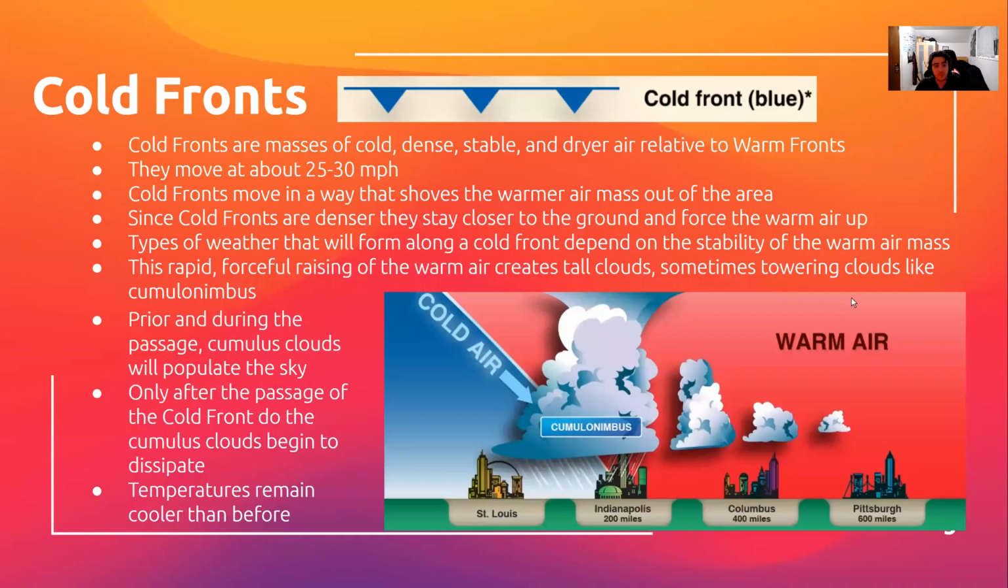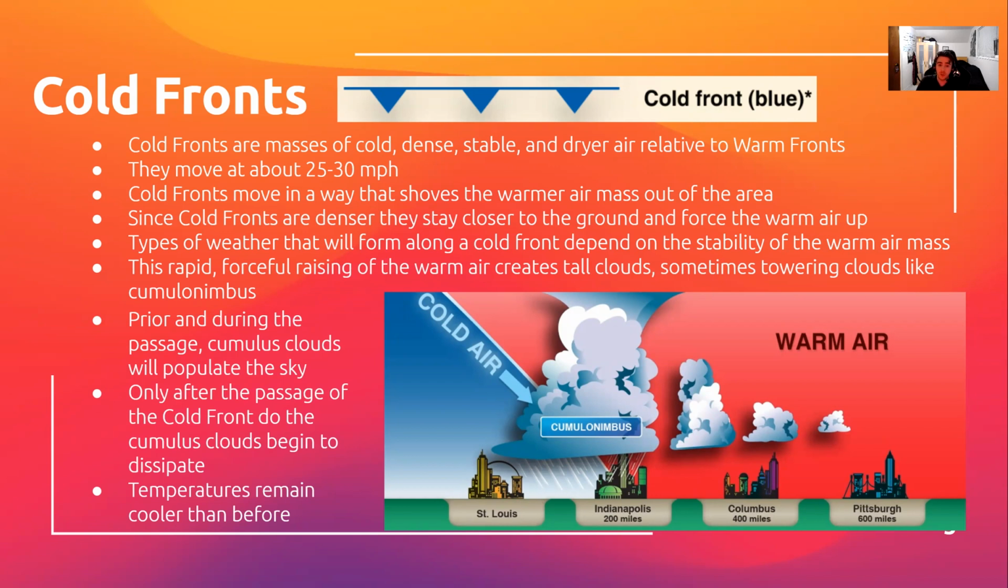Cold fronts, which are depicted by blue triangles on a surface analysis chart, are masses of cold, dense, stable, and drier air relative to warm fronts. They move at speeds of about 25 to 30 miles an hour. Cold fronts move in a way that shoves the warmer air mass out of the area. Since cold fronts are denser, they stay closer to the ground and force the warm air upwards.